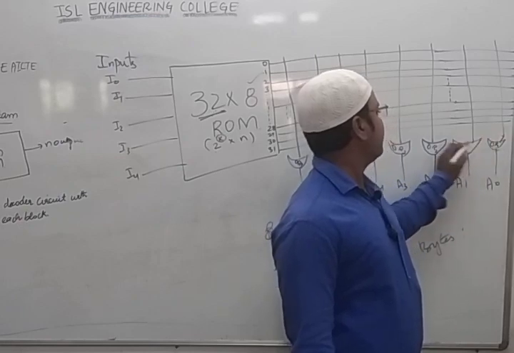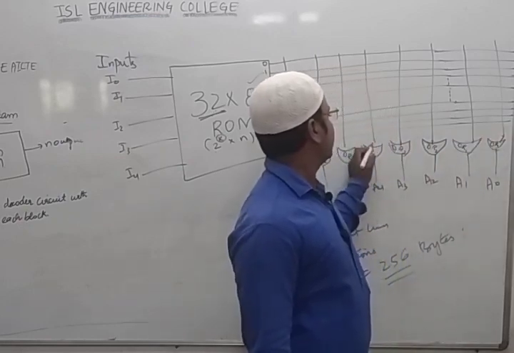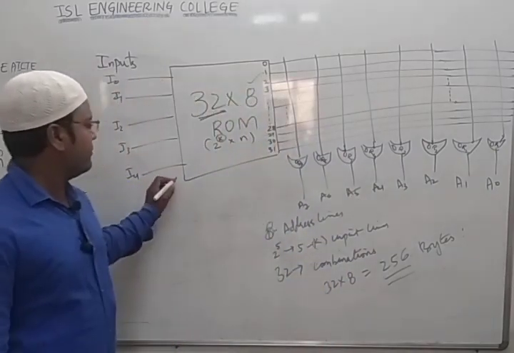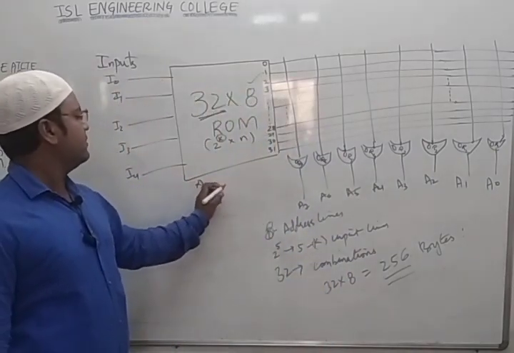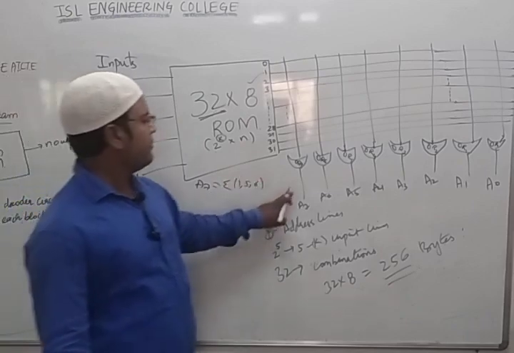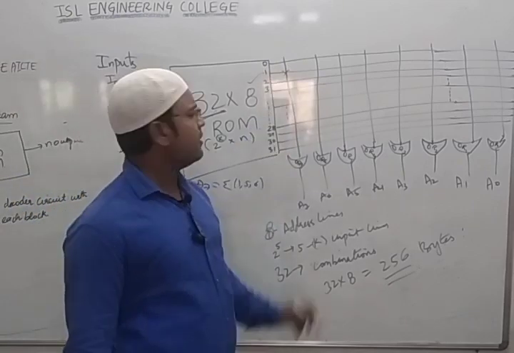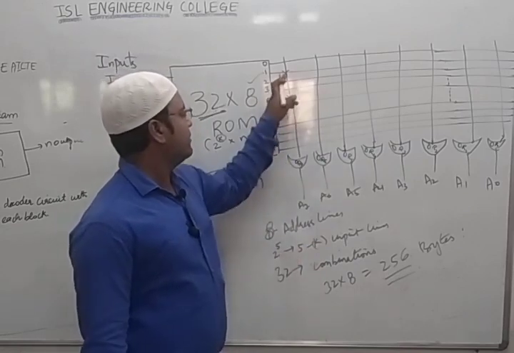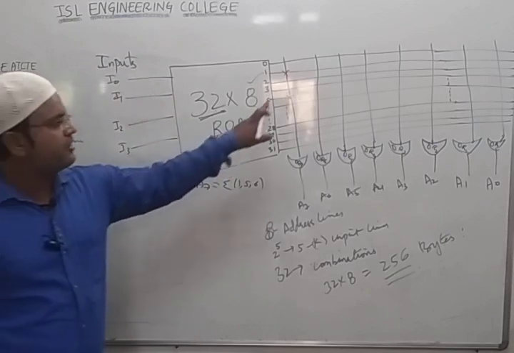So these connections we have to give to these gates. If they give any function in the question, like an A7 value, suppose they give A7 equals summation of 1, 5, 6, what we'll do is wherever 1 is there, we'll put a cross. Wherever 6 is there, we'll put a cross. Wherever they give a connection, that particular place we'll put a cross.